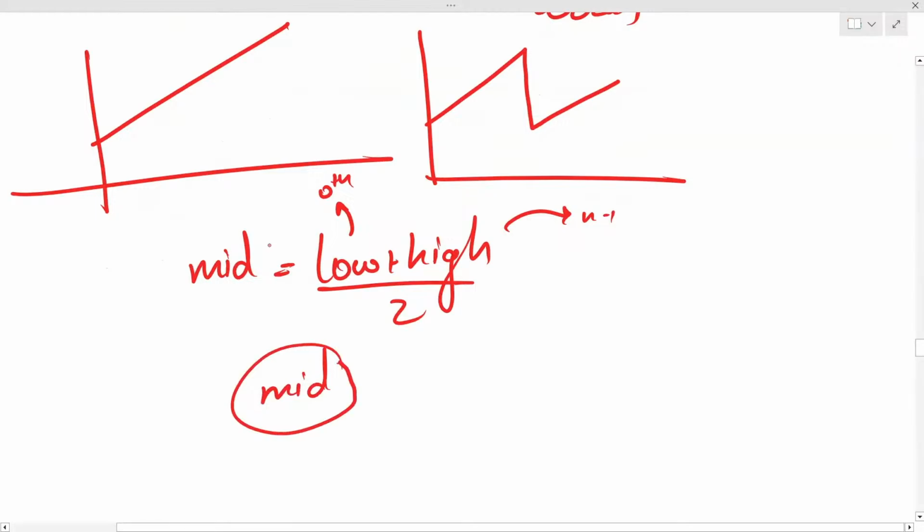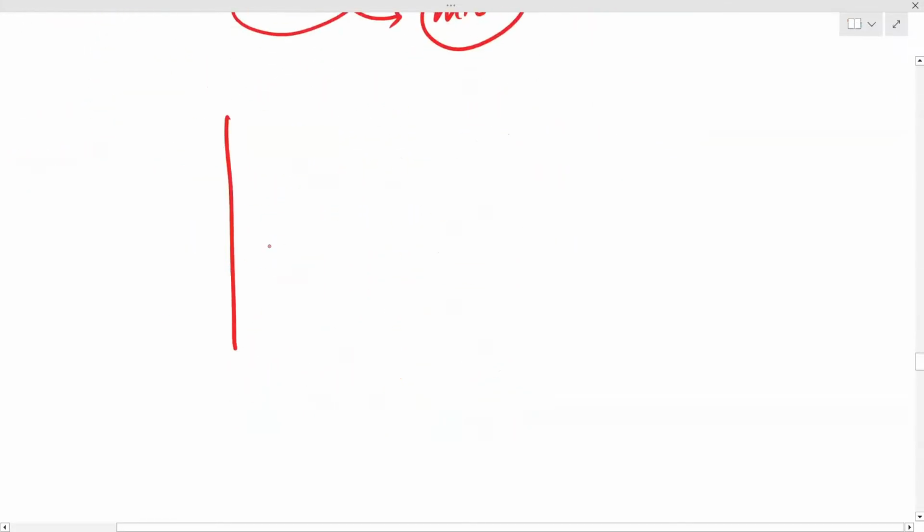How to check this? You can just check the element next to mid, that is mid plus 1. If mid plus 1 is less than mid, then my mid is the answer. We know this because the maximum element is the only element which has the next element smaller than it. If this is not true, what will we do? We look at the graph again.